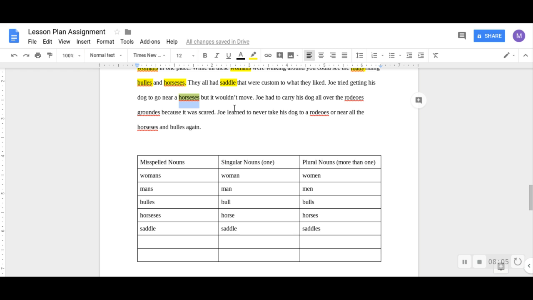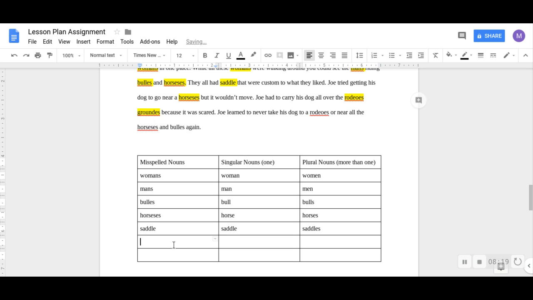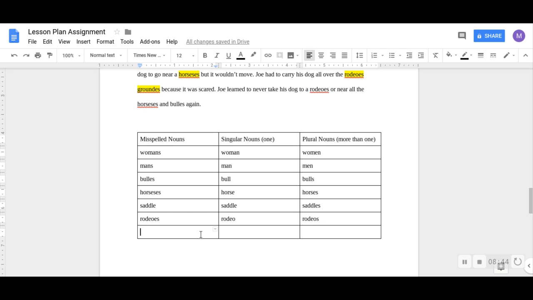But it wouldn't move. Joe had to carry his dog all over the rodeo's grounds. Both of these are spelled wrong. We're going to go ahead and put them together, though. Rodeos. This is another one. We are literally just going to add an S. Ooh, don't need to get fancy. Rodeo is singular, and then rodeos. Added an extra E in there for you. We're just going to add an S. Grounds the same way.